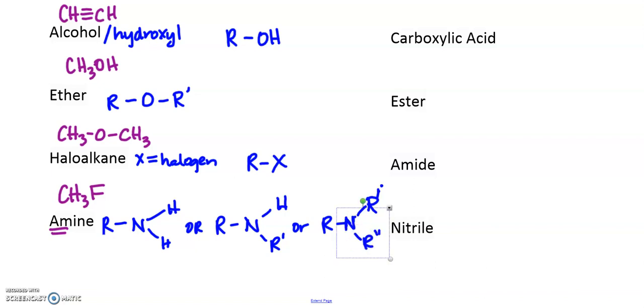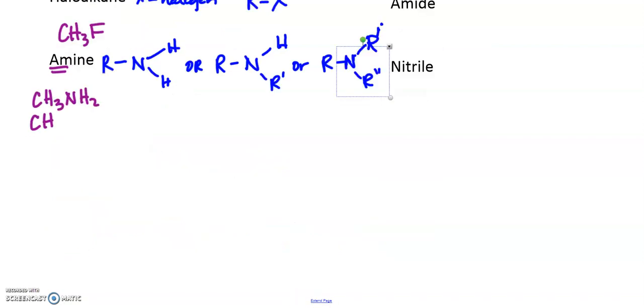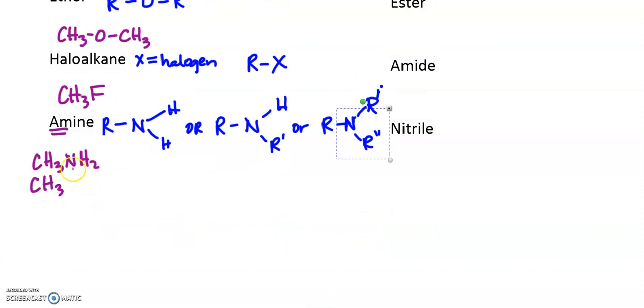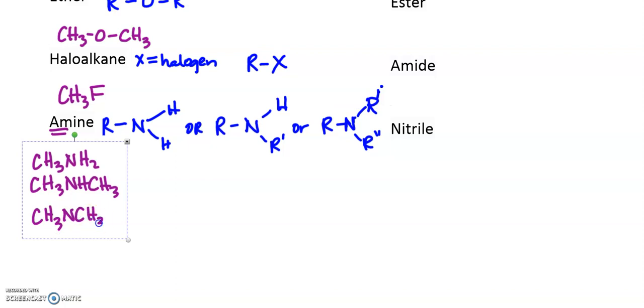Like this. All right, so this would be something like if you had a CH3 as your R bonded to an NH2, or a CH3 bonded to NH and then another CH3 group, or a CH3 and then an N and then 2 CH3s attached to that.